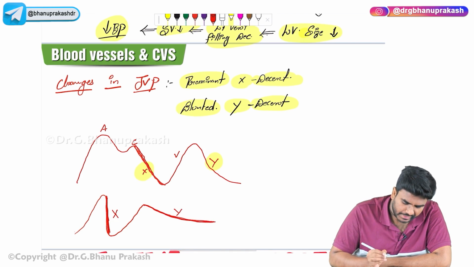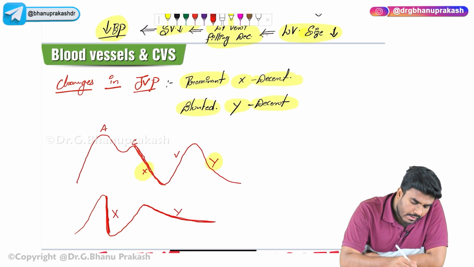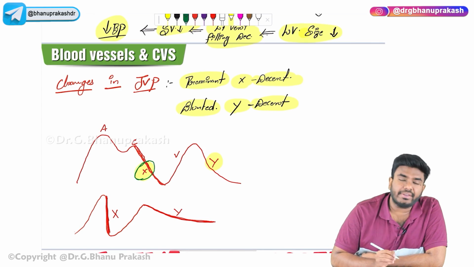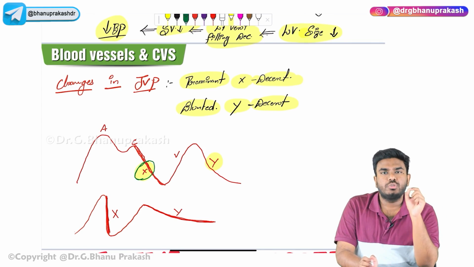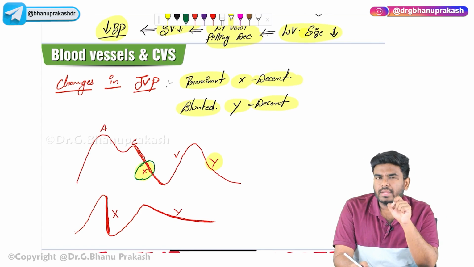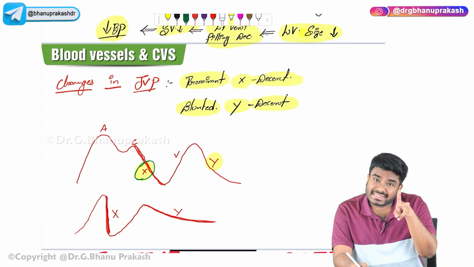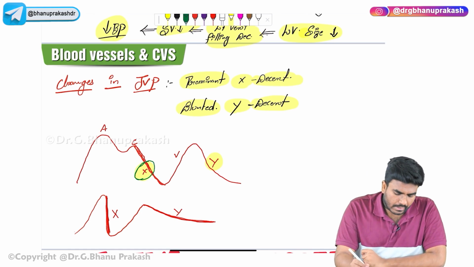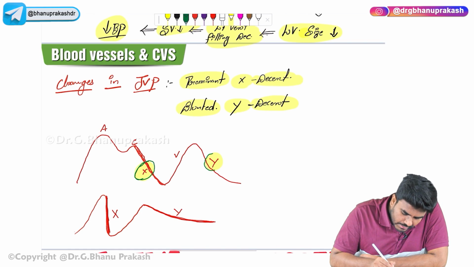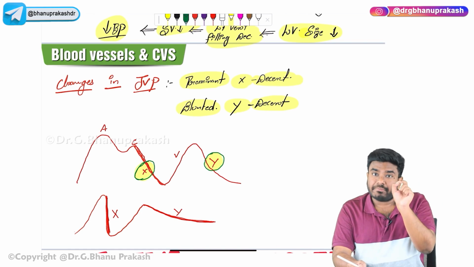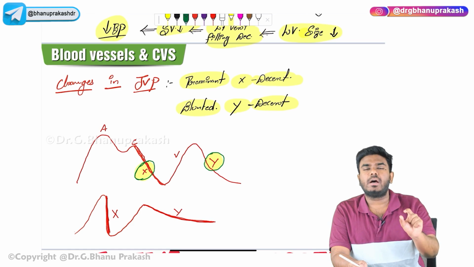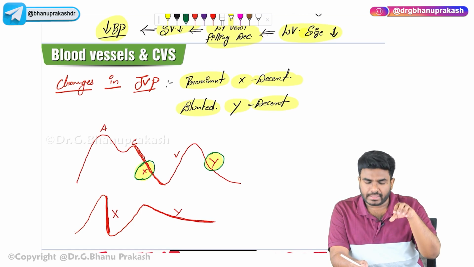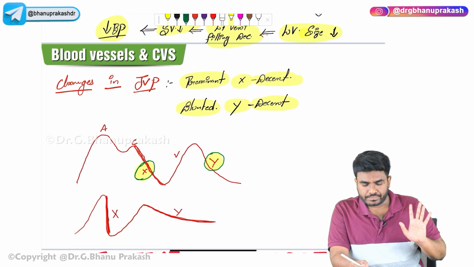Why is it happening? Remember, in physiology modules we have discussed the X wave in jugular venous pressure tracings. It is because of what? Atrial relaxation. Relaxation will cause the X wave. The Y wave is because of what? Atrial emptying, emptying of the atria, especially the right atrium. Emptying of the atria will cause the Y wave.